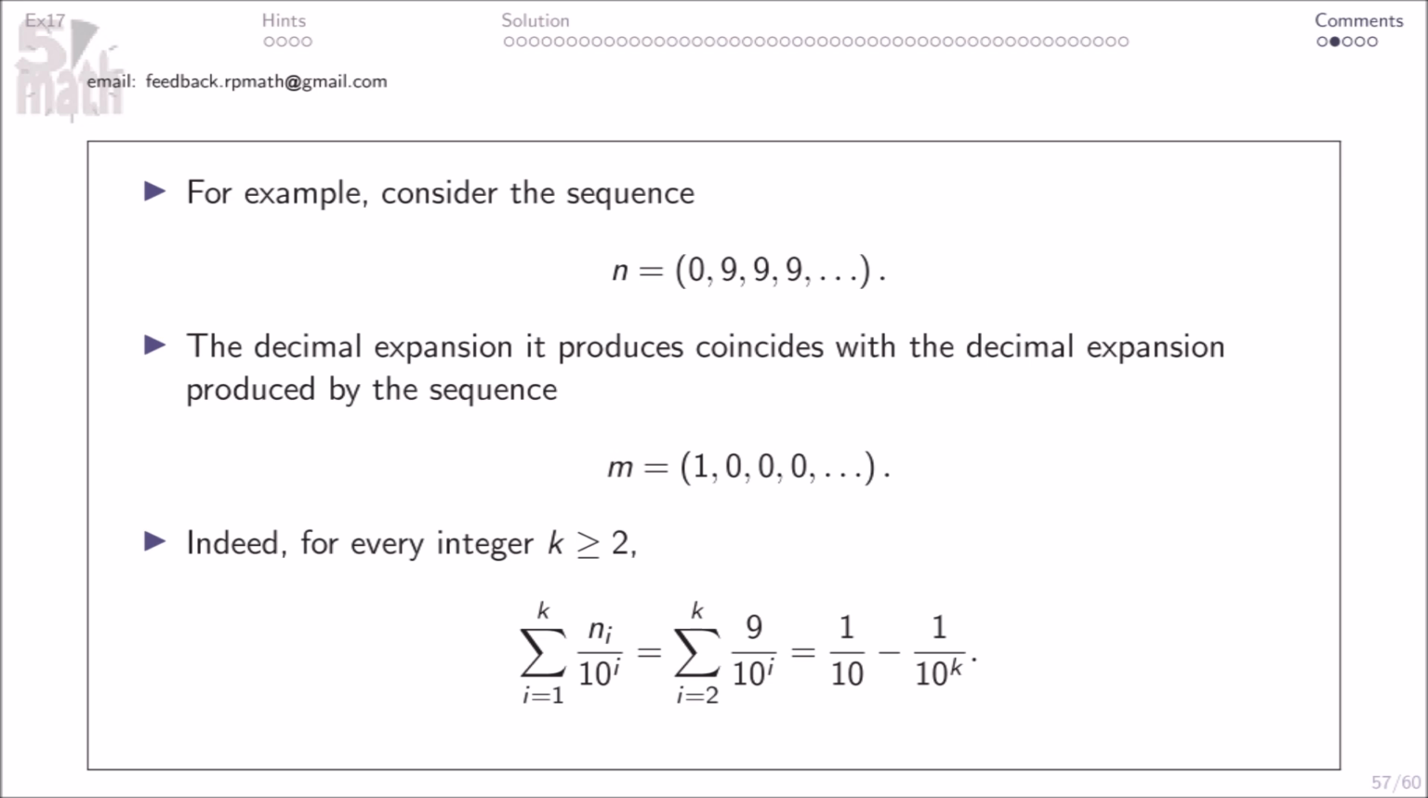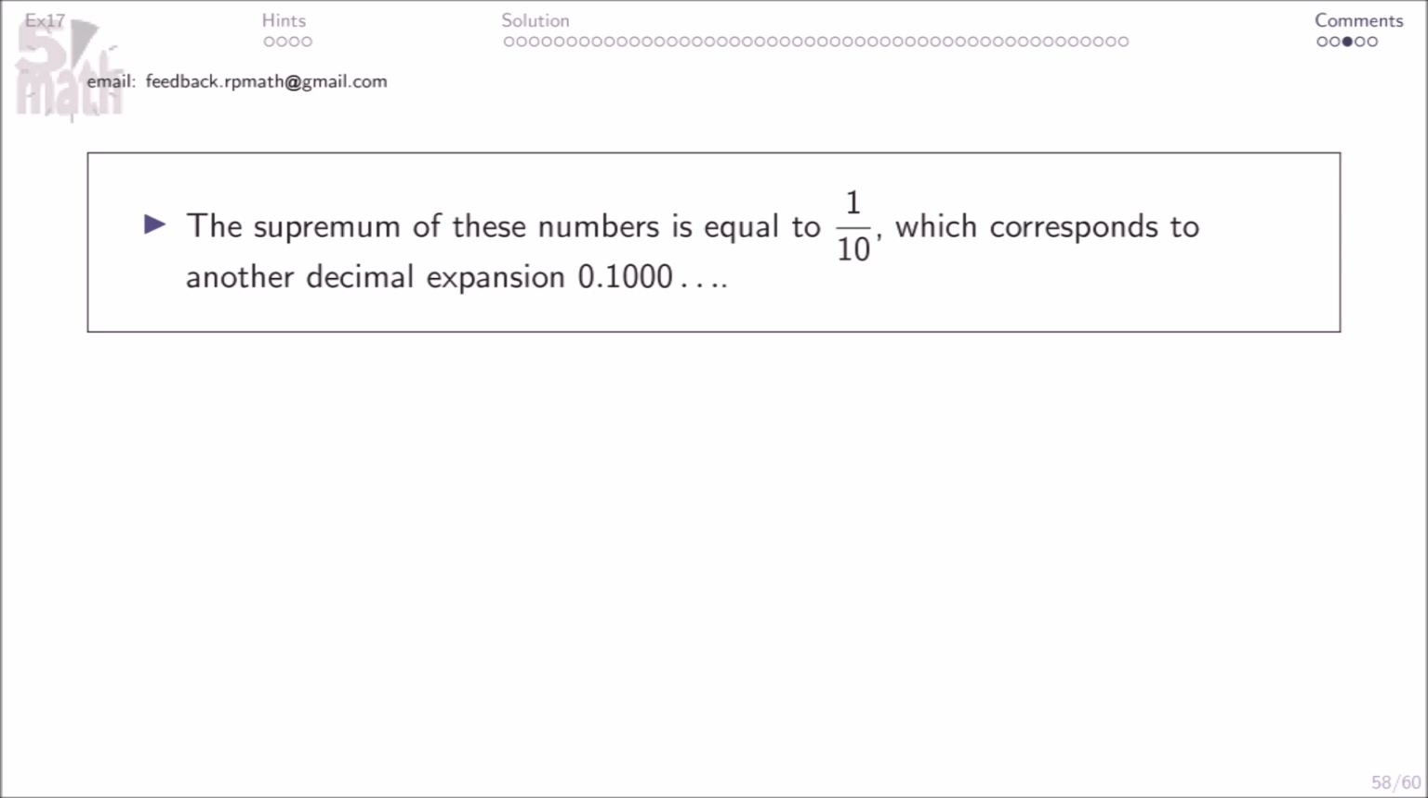Indeed, for every integer k greater than or equal to 2, this. The supremum of these numbers is equal to 1/10, which corresponds to another decimal expansion here.